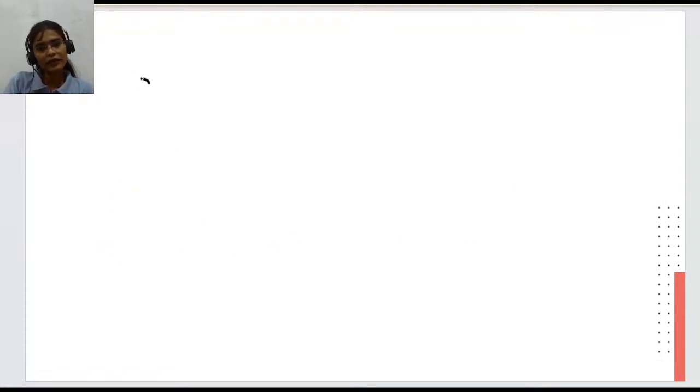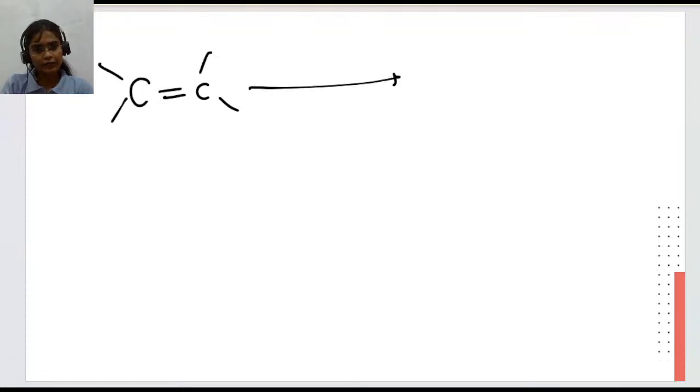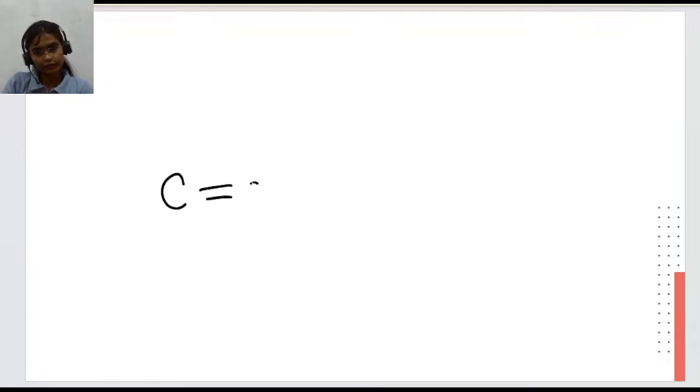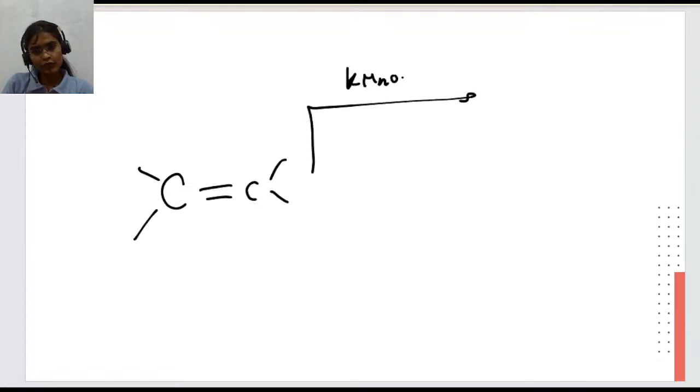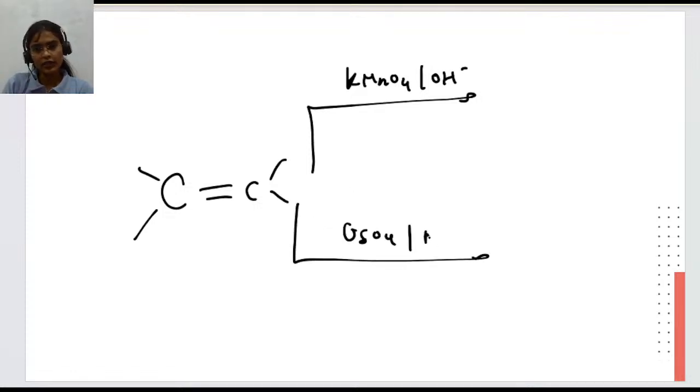First of all, you will have a carbon-carbon double bond, like this. In this case you can use both reagents. KMnO4, and again I'm repeating, it's a basic condition. And then osmium oxide is there, with water.